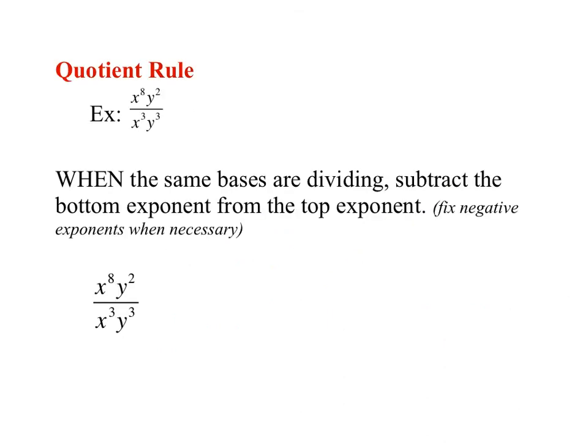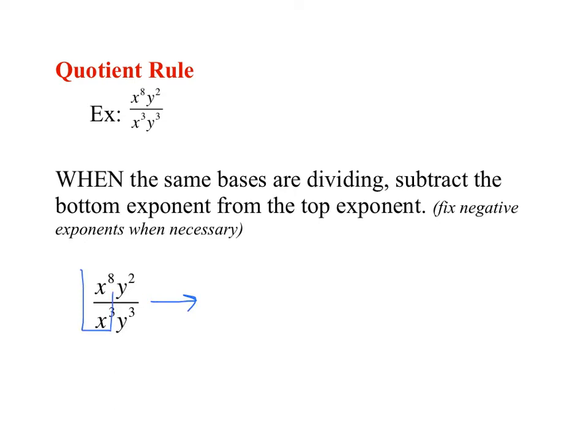The third rule we'll look at is the quotient rule. Quotient means division. So when the same bases are dividing, like x divided by x, y divided by y, the shortcut says you subtract the bottom exponent from the top and then adjust any negative exponents if that happens as a second step.